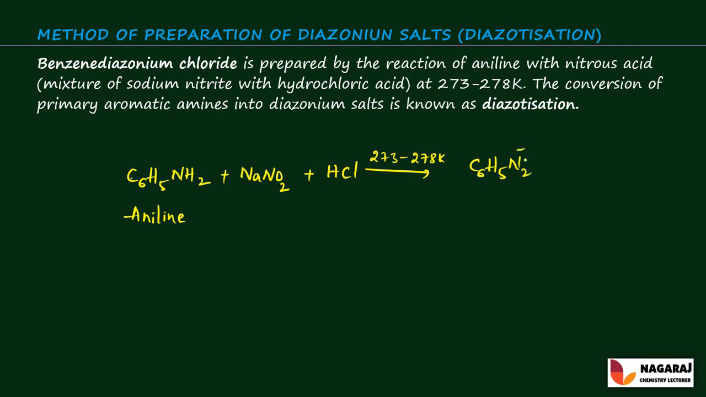The product obtained is C6H5N2+ Cl−, and there is an elimination of sodium along with chlorine, forming NaCl plus H2O. On balancing the chemical reaction, it requires 2 moles of HCl and gives 2 moles of water. This is the method of preparation of diazonium salts, and this reaction is also called the diazotization reaction.